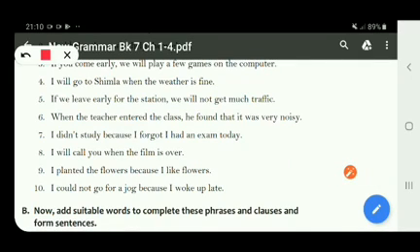Ninth one, I planted the flowers because I like flowers. I planted the flowers is the independent clause. Because I like flowers is the dependent clause. Tenth one, I could not go for a job because I woke up late. I could not go for a job is the independent clause. Because I woke up late is the dependent clause.